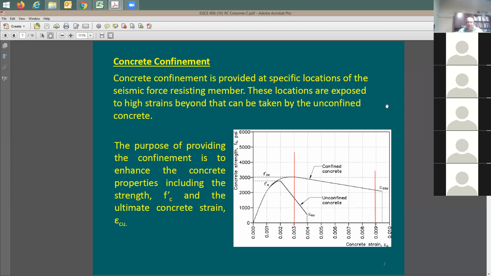Generally speaking, why do we need to have confinement in our rebars, in our columns? What does it do? What is the confinement going to do to your concrete? It enhances the concrete properties, including strength. Thank you very much. It's so simple, you can just read it. All I ask you to do is look at this and try to remember what it was about. It's going to enhance the concrete properties.